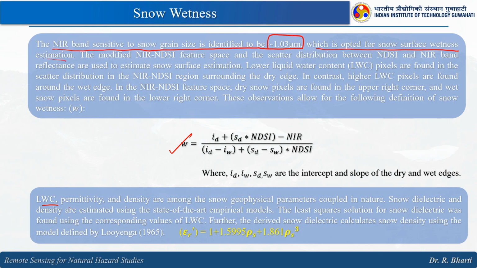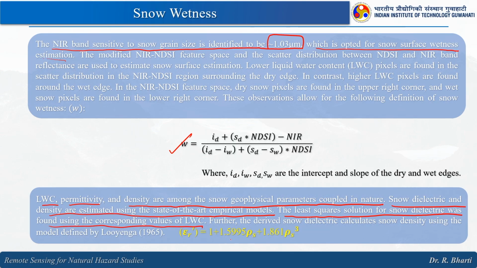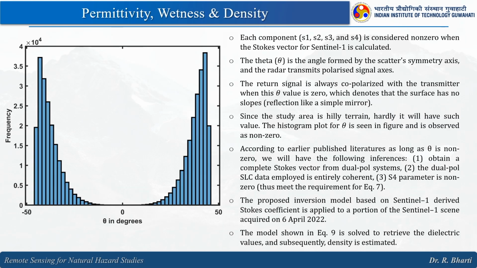The liquid water content, permittivity and density are among the snow geophysical parameters coupled in nature. Snow dielectric and density are estimated using state of the art empirical models. The least square solution for snow dielectric was found using the corresponding value of liquid water content. Further, the derived snow dielectric is used to calculate snow density using the model defined by Looyenga. So, this is Looyenga 1965, and he has given this particular relationship, which is very useful. Based on that you have to identify different geophysical parameters.